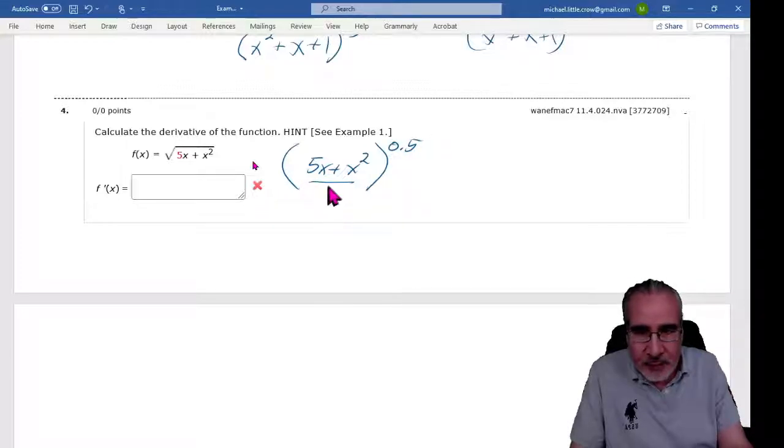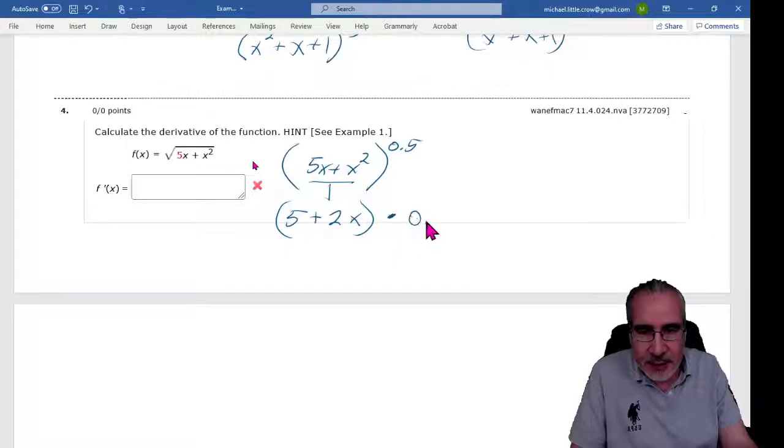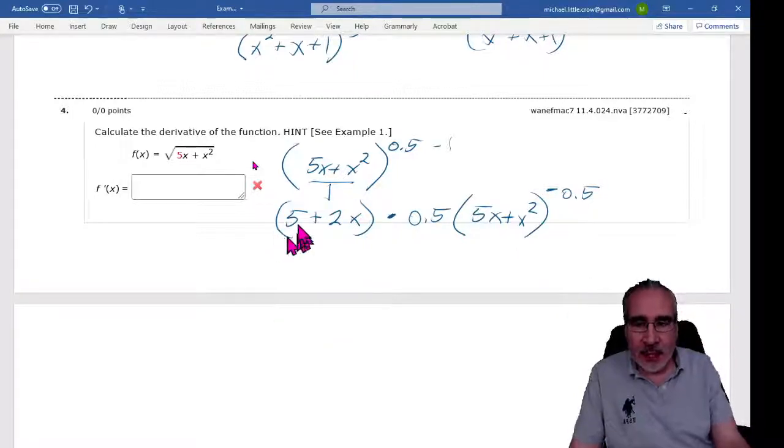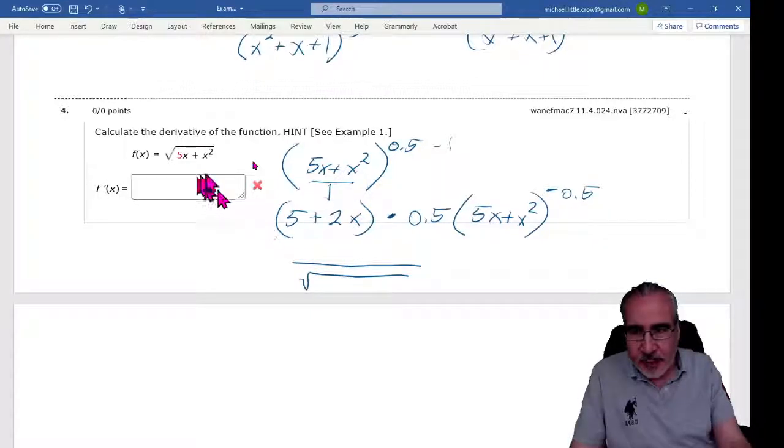Again, we take the derivative of the inside function. That's going to be derivative of 5x is 5, derivative of x squared, we get a plus 2x. So that is the inside derivative, times the outside derivative. The 0.5 comes down in front, times the inside stuff, 5x plus x squared, and then subtract 1 from the exponent. So when you subtract 1 from 0.5, you get negative 0.5. And then just to clean it up, we can move this whole part with this negative exponent into the denominator. So I'm going to rewrite it, and I can turn it into a square root because that's what we had.